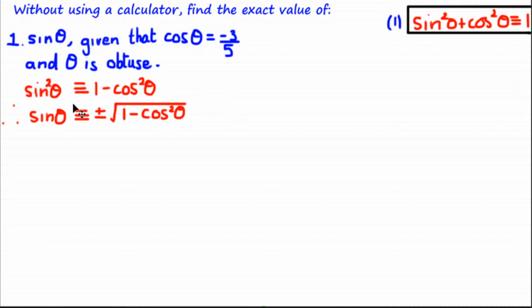Using this identity, we can get that sine squared theta is equivalent to 1 minus cos squared theta. Taking the square root of both sides, we get plus or minus the square root of 1 minus cos squared theta. Now I can't stress the importance of using a positive or negative sign. Alonzo, if you're out there, every time we're doing work, you must use a positive or negative sign when you are taking the square root of a term and then evaluate to see whether it's positive or negative.